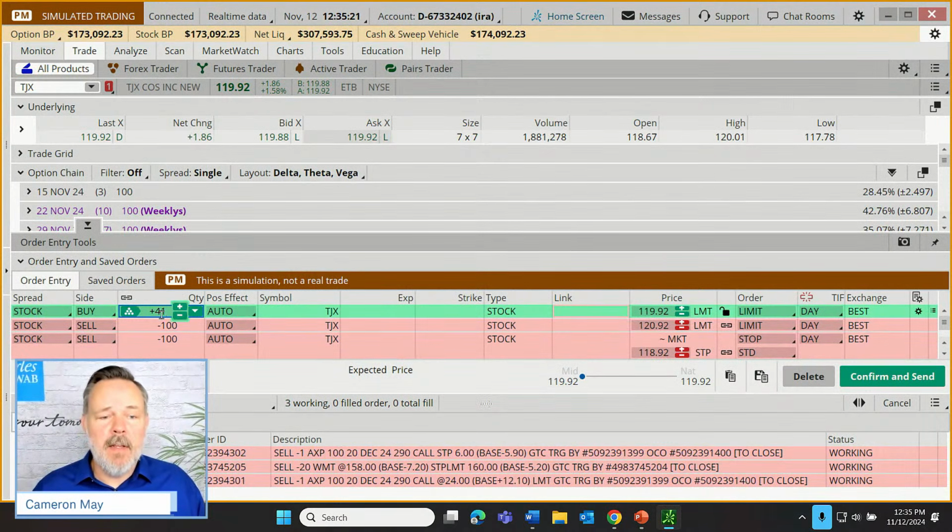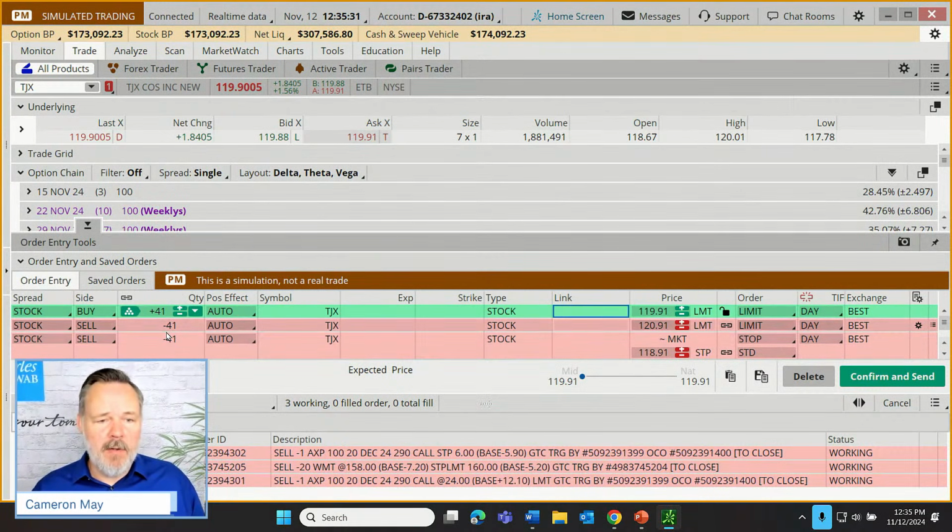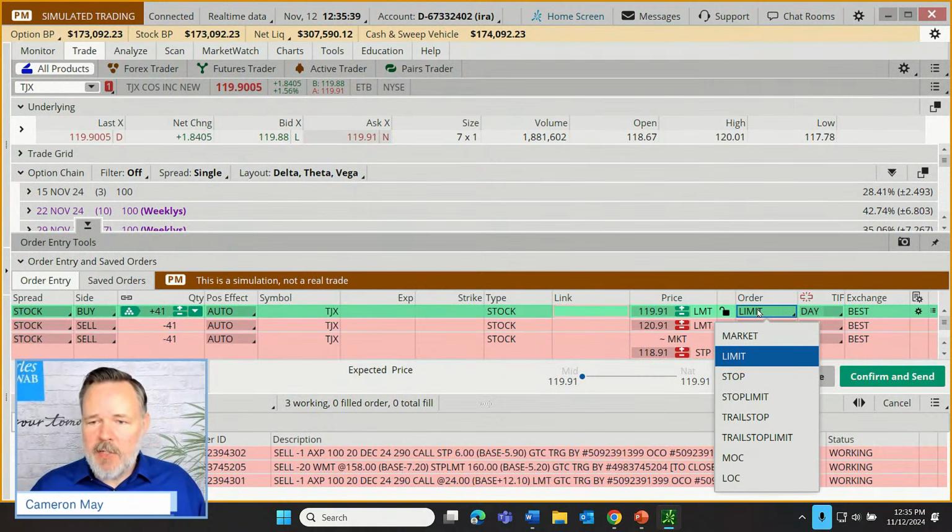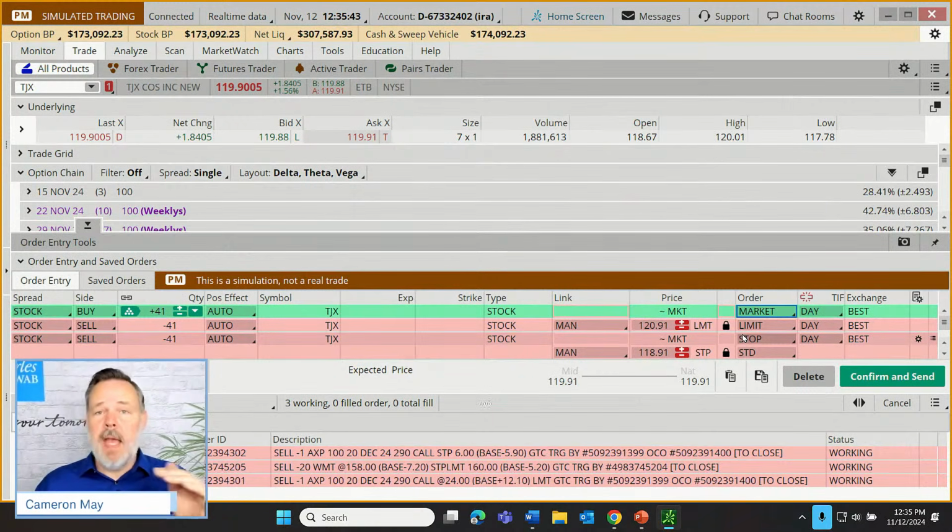What that does is it links the number of shares to be purchased with the number of shares to be sold. So when I go fill in the rest of my order, automatically my two sell orders default to minus 41, selling 41 shares. So now I'm going to change, let's switch this to a market order. Market order means we're willing to pay whatever the current price is when our order gets to the front of the line.